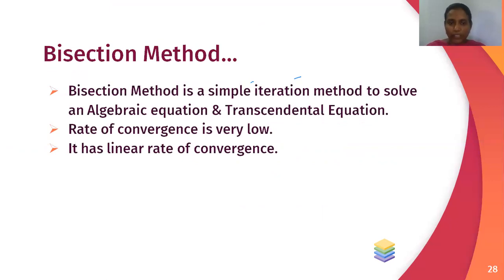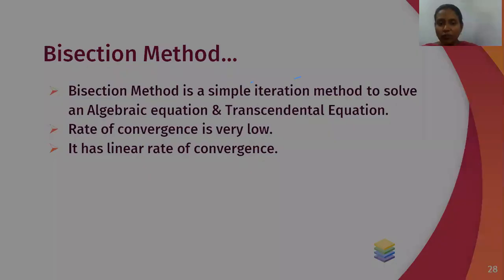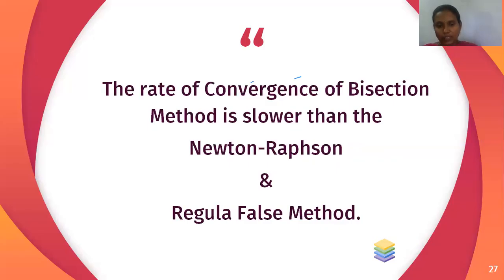To get the root in the bisection method, we have to apply more iterations and approximations. In this example, at the 15th approximation, we got the root. Because of that, the rate of convergence of the bisection method is very slow compared with Newton's and regula falsi methods.